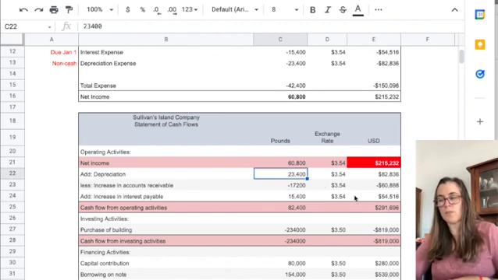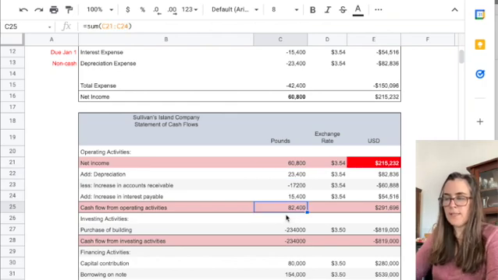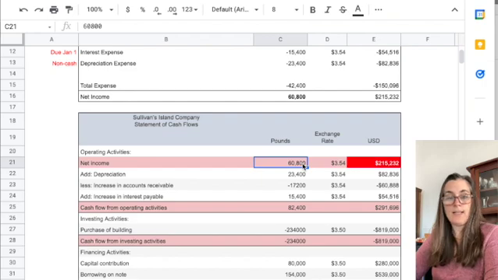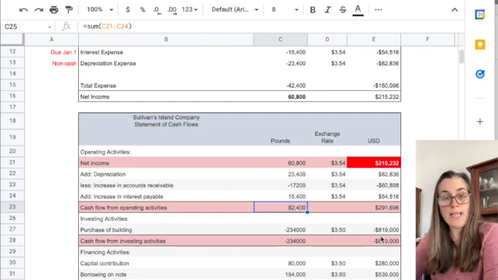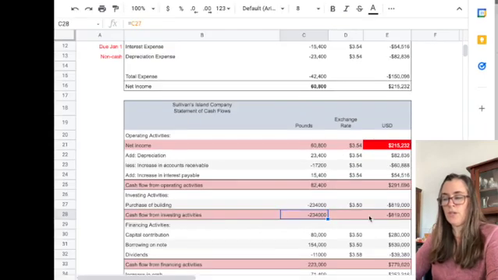Same thing with depreciation expense. Depreciation is not a cash expense. What this means is our cash flow from operating activities is going to start with the $60,800 of net income. Net income is the summary of operations, so that's why we start out with it in this operating section. We're going to take out any non-cash items, and cash flow from operating activities is actually $82,400.